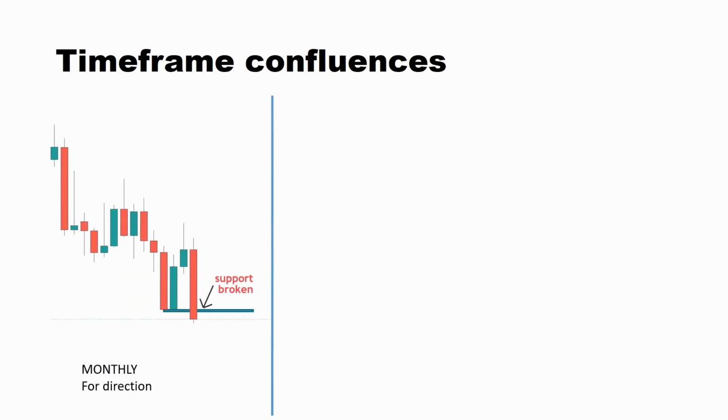Now, I took an example. This was a monthly time frame, which we normally use for direction if you've been following us. So what happened? If you look at this trade here, the market was making lows. It made this low, made a lower high, made a lower low, and came back and retested this level here.